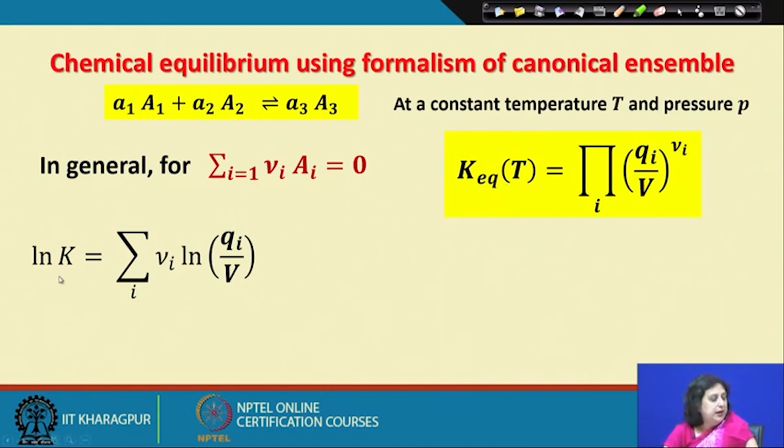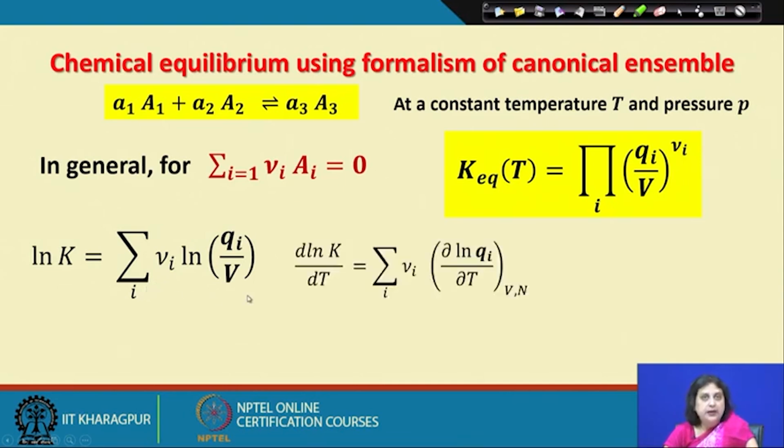So, the logarithm of K is given by this expression, which is fairly simple, and then I try to find out what is d ln K dT. How does the logarithm of this equilibrium constant vary as a function of temperature? Now, as you see, this will be given by the nu_i, which is fixed for a given chemical reaction and remains unchanged. So, now what I have is this temperature derivative of ln small q_i under conditions of constant V and constant number of particles.